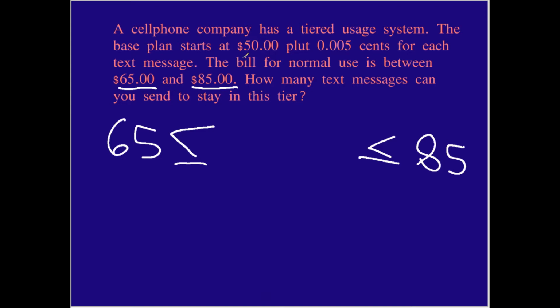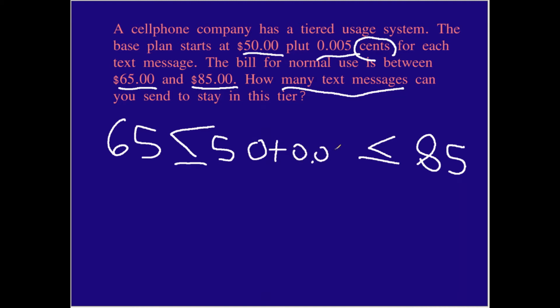Now the base, or the starting point, is $50, and then we pay 0.005 for each text message. Now this is what we don't know. We want to know how many text messages. So this is going to be our variable, if you will. So we're going to do 50 plus 0.005, and I know it's hard to squeeze it in there. The x, sorry, not enough space there. Let me see if I can make this a little bit smaller for you. So, 50 plus 0.005x. There we go. That's what we want.